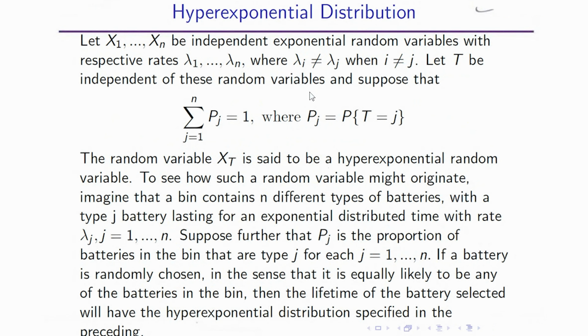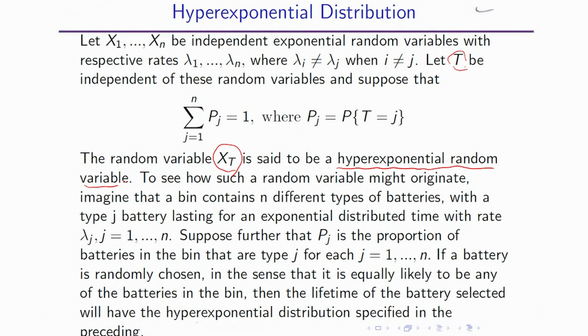Hyper-exponential distribution. Let X1, X2, up to Xn be independent exponential random variables with respective rates lambda 1, lambda 2, up to lambda n. And let T be independent of these random variables, and suppose that the summation of pj is equal to 1, where pj represents the probability that T is equal to j. Then we call X_T a hyper-exponential random variable.